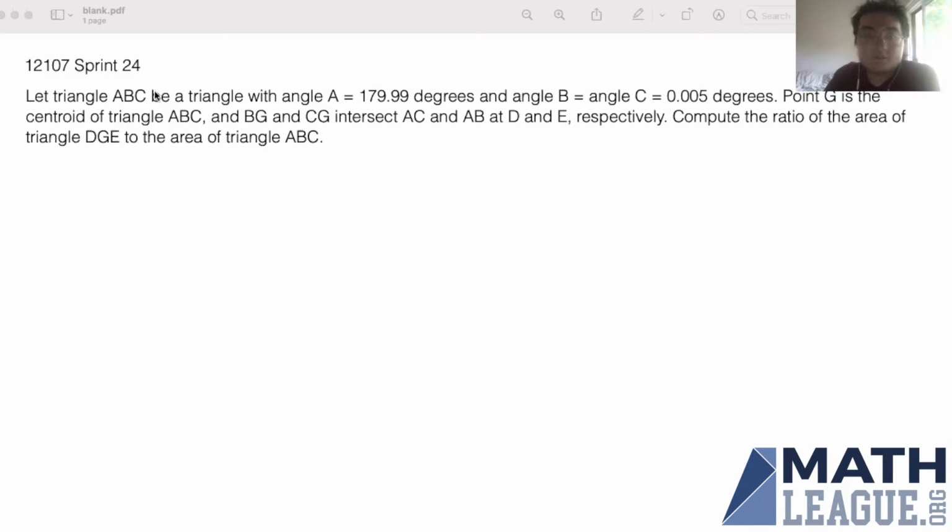We'll be talking about sprint problem number 24 from the April 2021 high school test 12107.